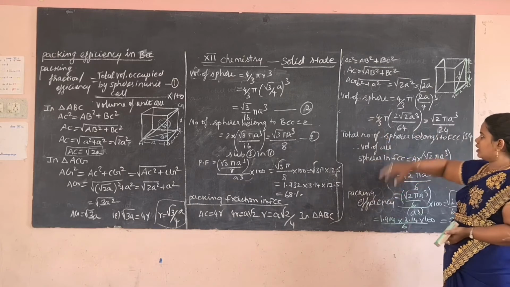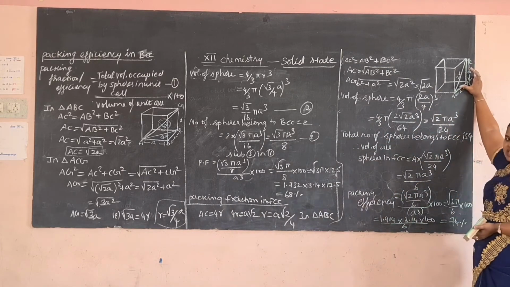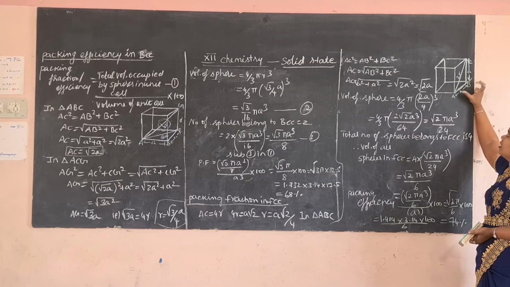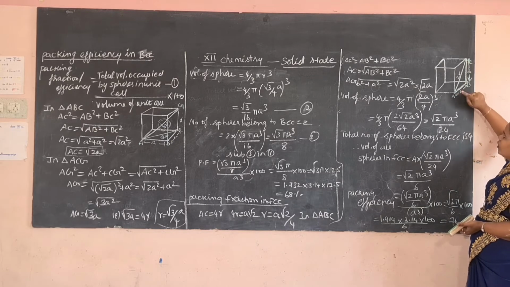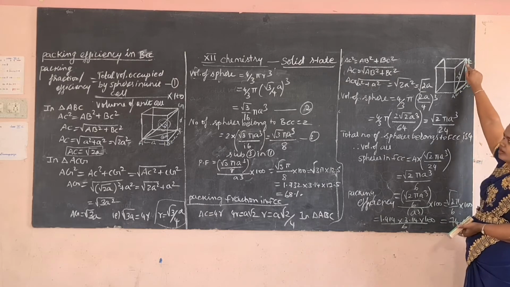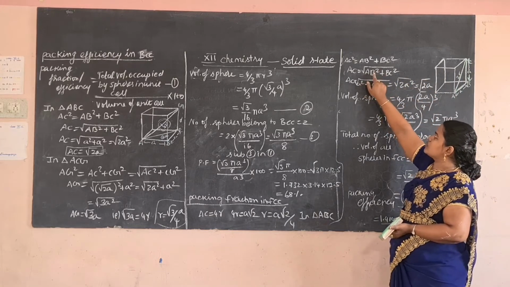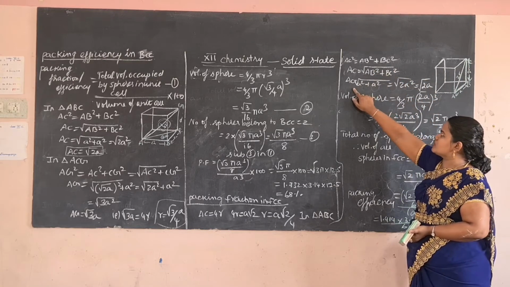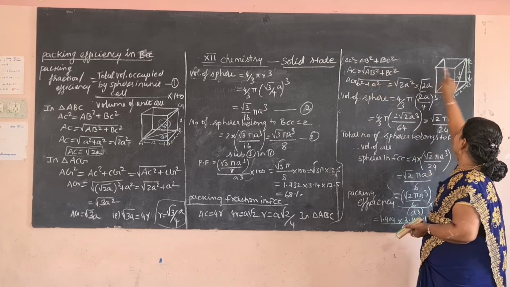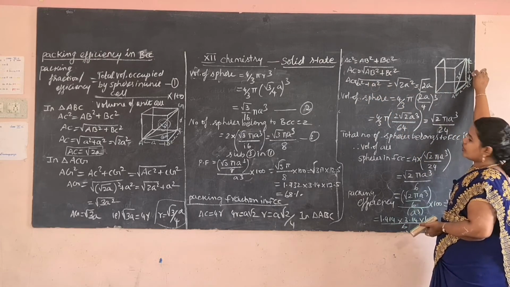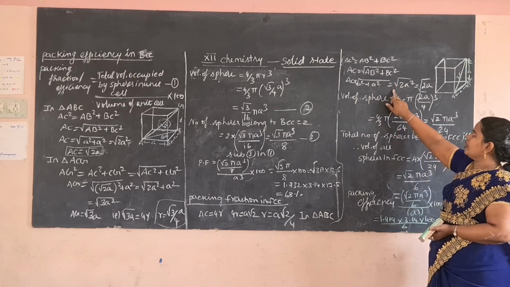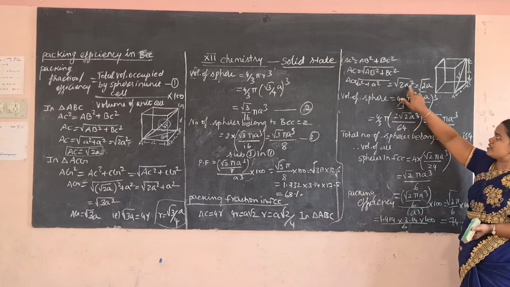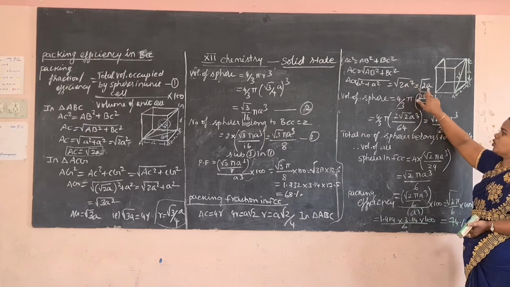Now, as before, here also you consider the triangle ABC in the FCC unit cell. In triangle ABC, AC squared is equal to AB squared plus BC squared. So AC is equal to root of AB squared plus BC squared. Substituting, AB will be equal to A, and BC will be equal to A. So AC is equal to root of A squared plus A squared, which is root 2A squared. Then you cancel the square and root, we get root 2A.